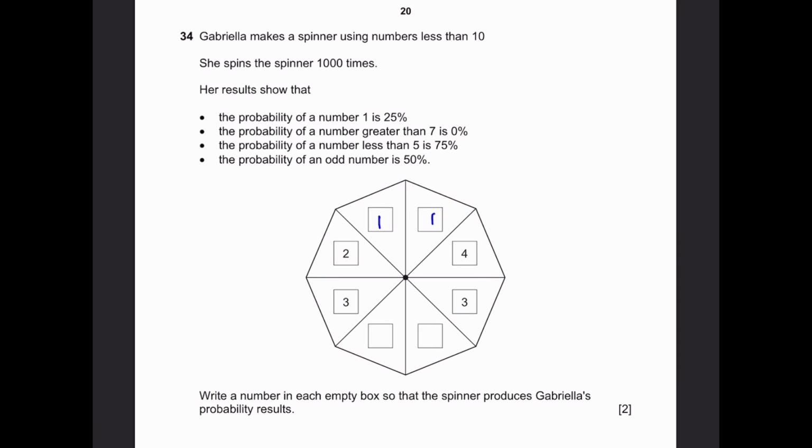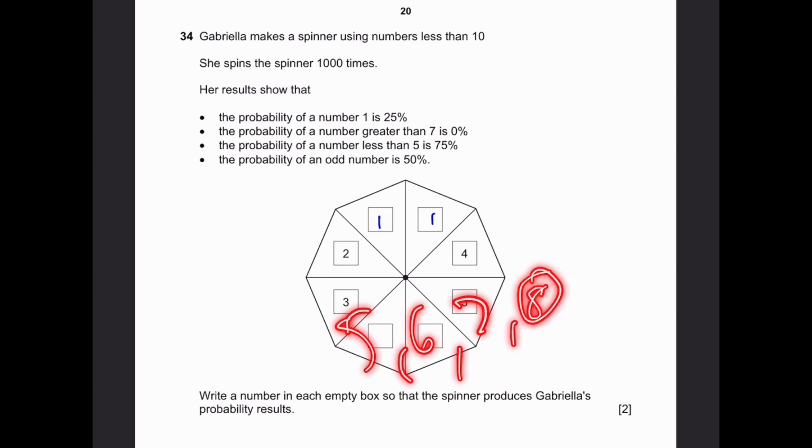Next, the probability of a number less than 5 is 75%. So that means out of 8, 6 have to be less than 5. And all 6 are already given. So we only have 2 more. And last one, the probability of an odd number is 50%. So these two cannot be less than 5 because all the 6 over here for 75% are already done. And if we add more, it'll change the probability, so we cannot add a number less than 5. So it has to be 5, 6, or 7.